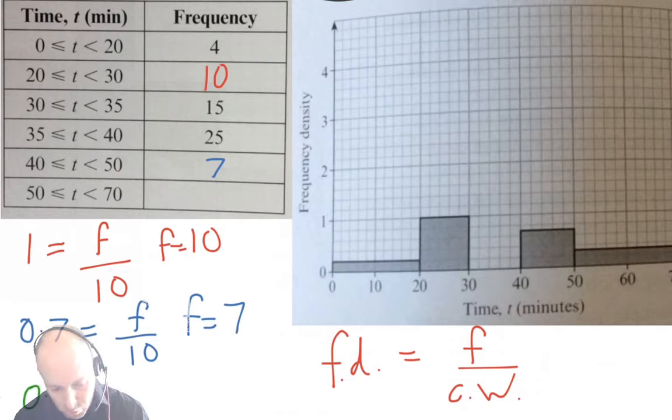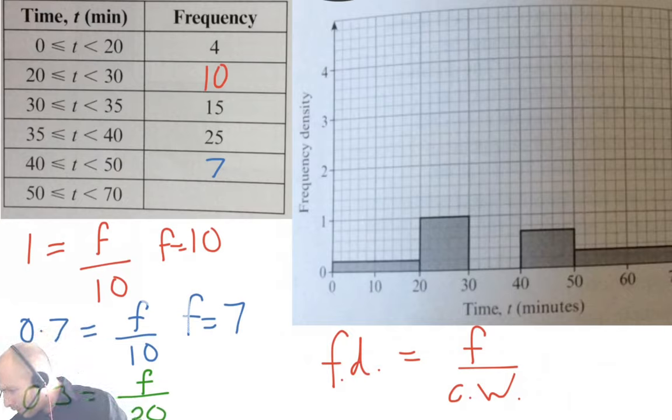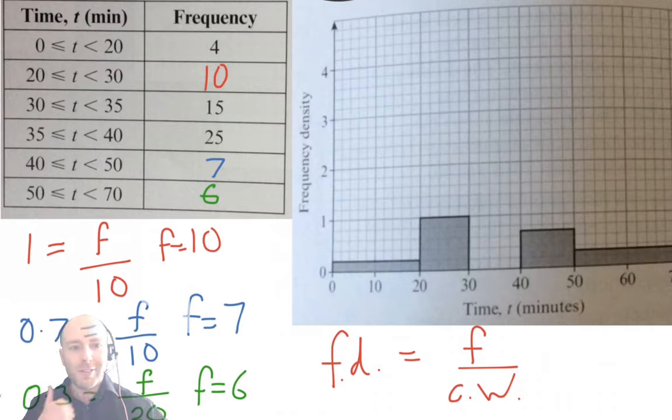is F over 20. So 20 times 0.3 is going to give me 6. So I make it 10, 7, and 6. Let's see. So I agree with Lucy so far, Billy so far, George so far. Actually, all of you got that. That's pretty good. Well done, guys.